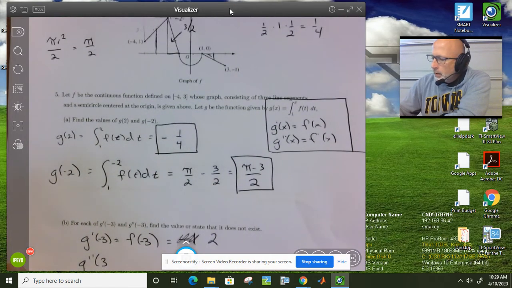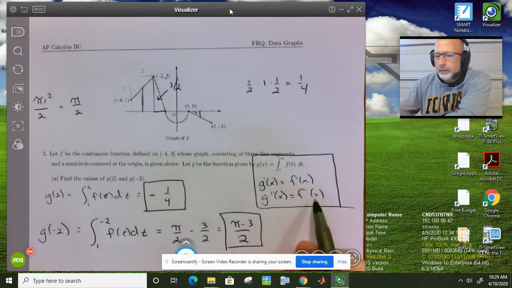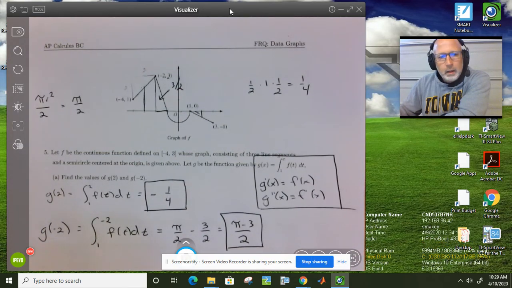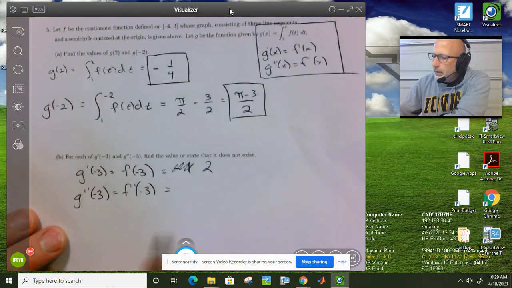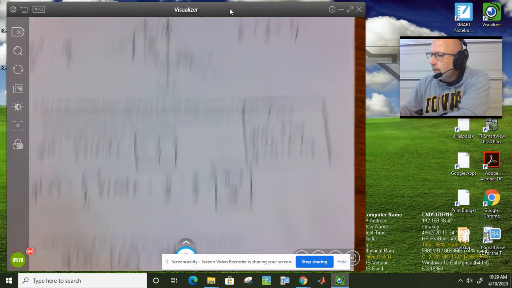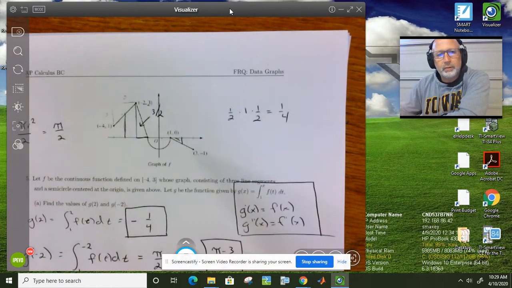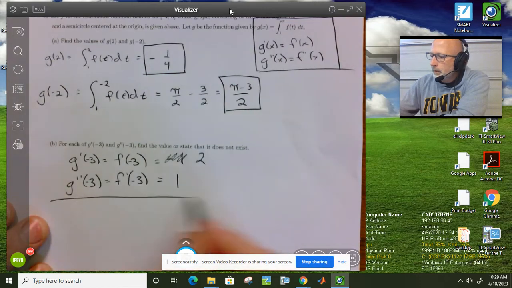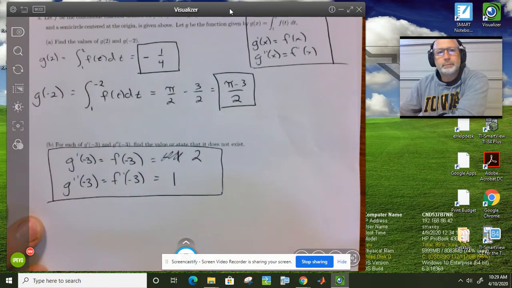Okay, and then g double prime of 3. Well, g double prime of 3 is f prime of 3. Once again, we're at -3. So you have g double prime of negative 3 is equal to f prime of negative 3. So if you go up to the graph at negative 3, the slope is 1. So this is just 1. Okay, so you have your answers right there.